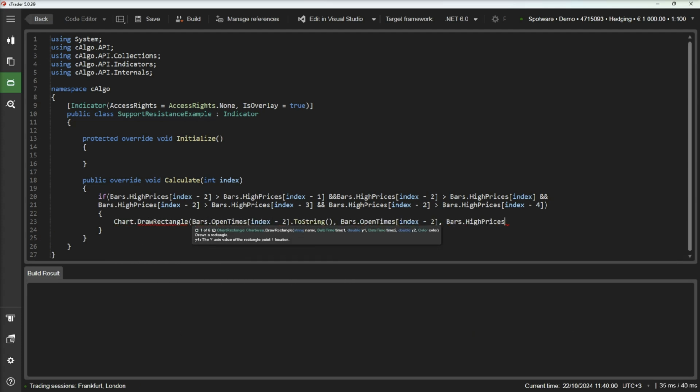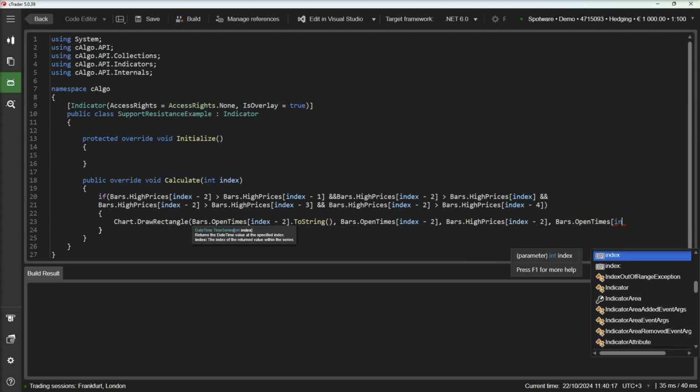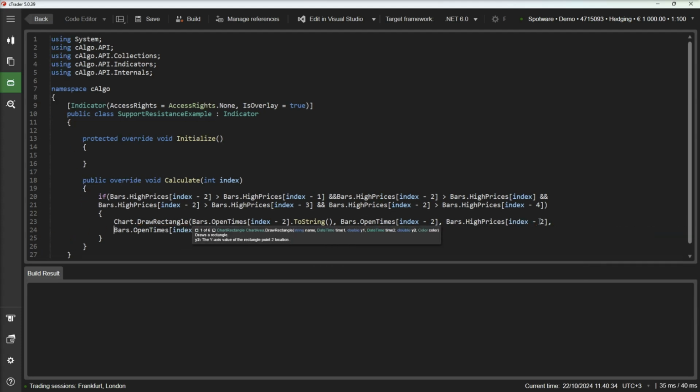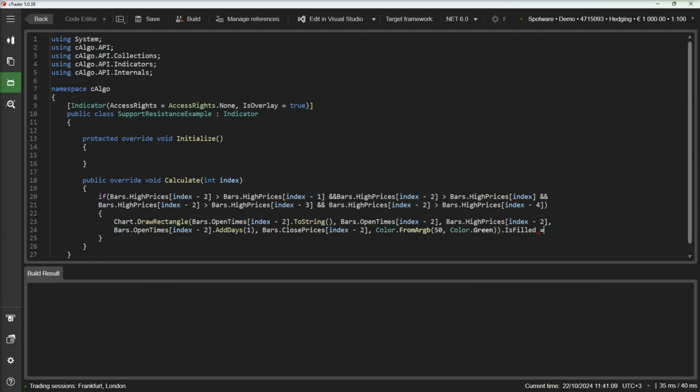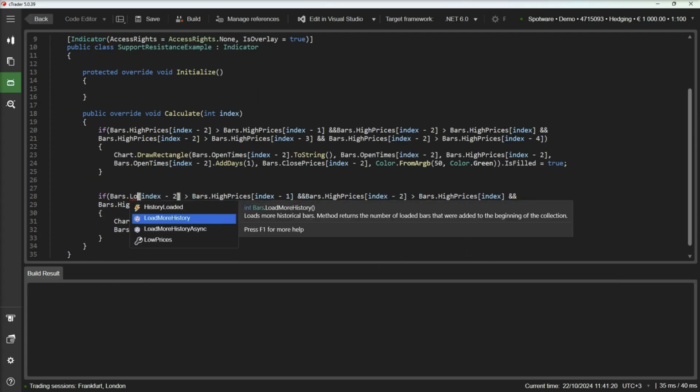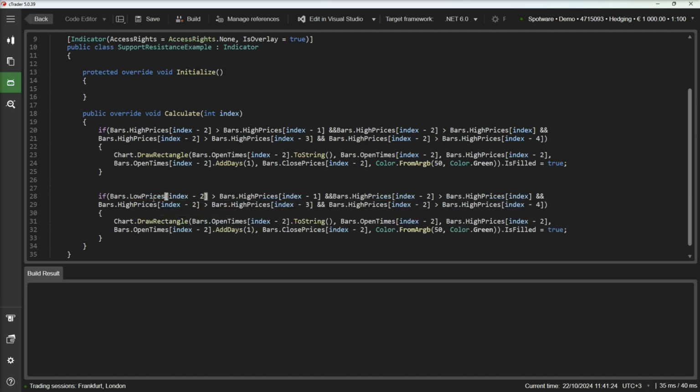Resistance zones are useful to identify areas where a bullish trend might stop and reverse, creating trading opportunities. Now let's draw our support zones. In contrast to resistance zones, support zones can identify areas where a bearish trend might stop and reverse, hence indicating a potential buy signal.